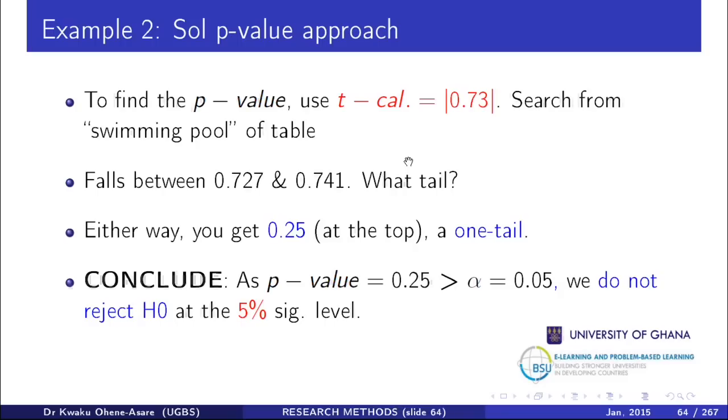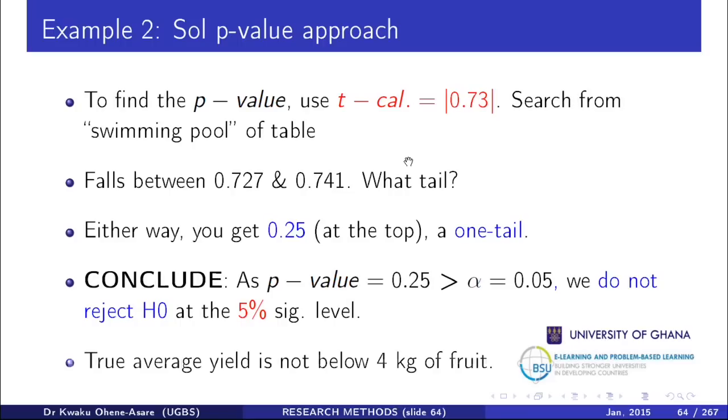Remember, the p-value approach will always support the critical value approach. And then we can conclude. The true average yield is not below 4 kilograms of fruit. What a joy, what a joy, what a joy. I have enjoyed it. I don't know about you. If you haven't enjoyed it, go and drink. Okay. When you drink, you cannot get it.